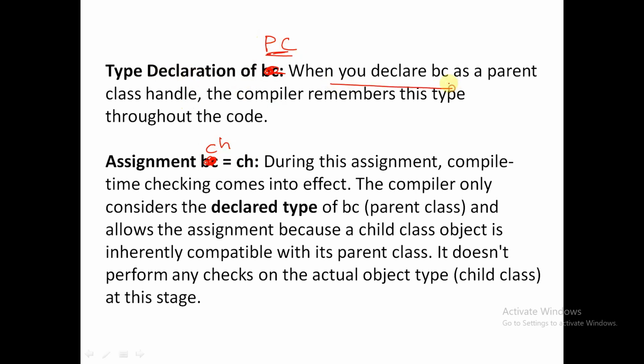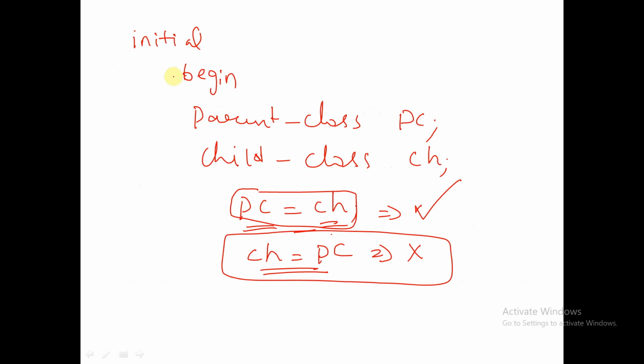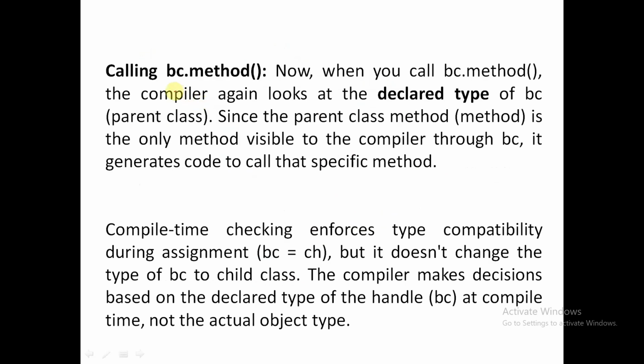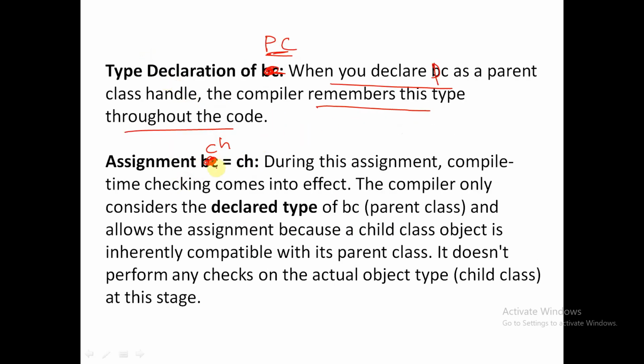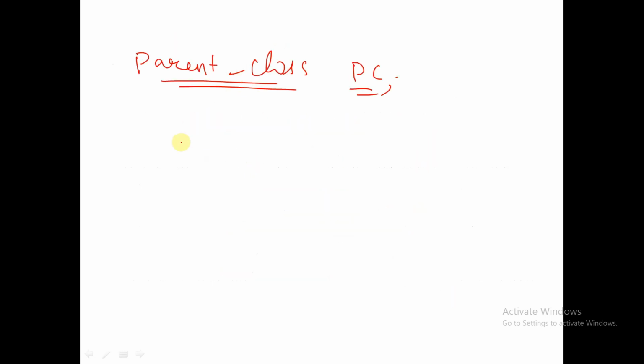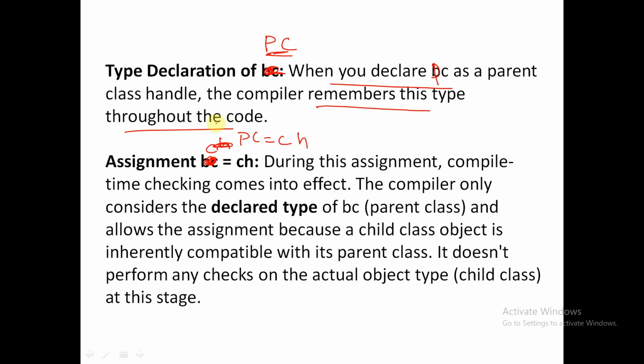So when we declare PC as a parent class handle, the compiler remembers this type throughout the code. We are declaring our parent class handle as PC, so PC will be remembered as a parent class handle throughout the compile time. And in the next step, we are assigning PC is equal to ch. So ch is nothing but the child class handle.